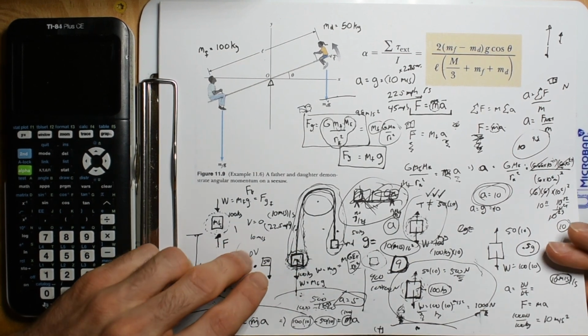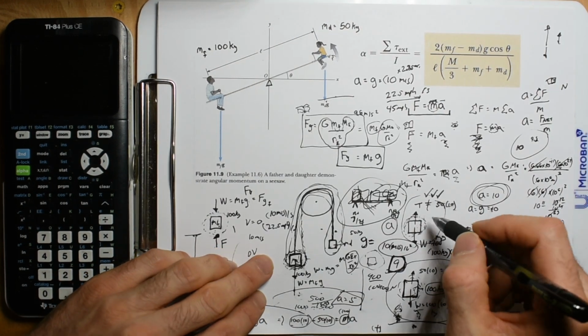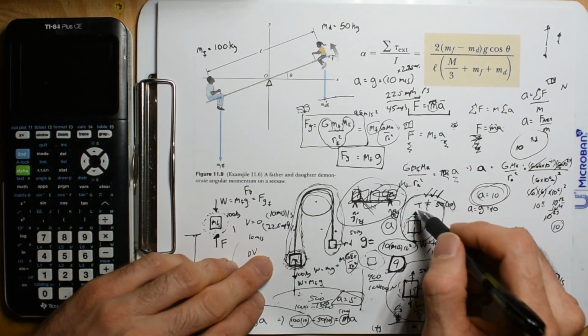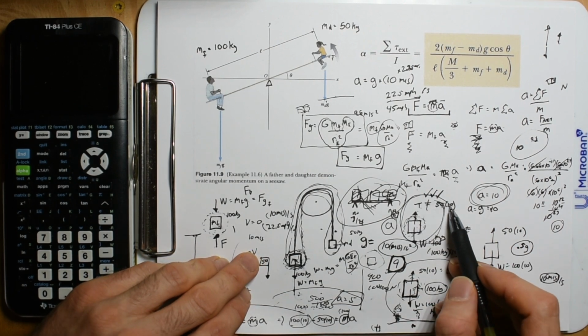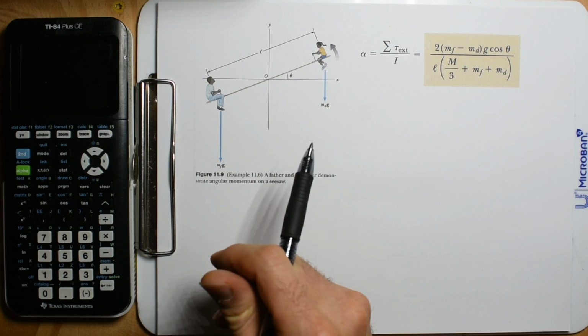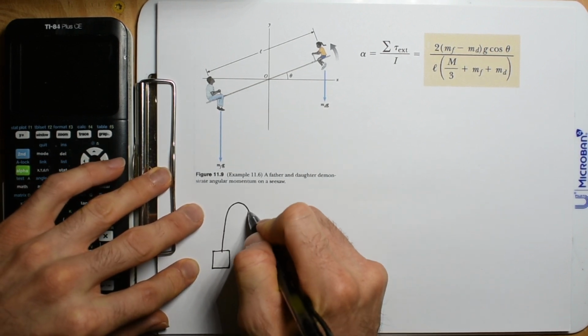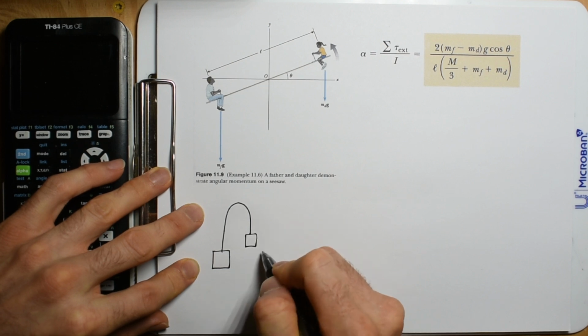Okay, so that's what we're going to analyze. And I need to get a new sheet of paper, and now we're going to figure out why this tension isn't just the other weight. You know what I mean? I think that's the first place to go. So we have the mass of the father, we have a pulley, and then we have the mass of the daughter.